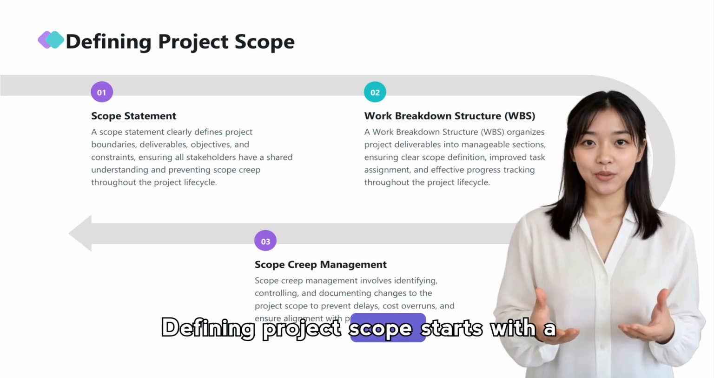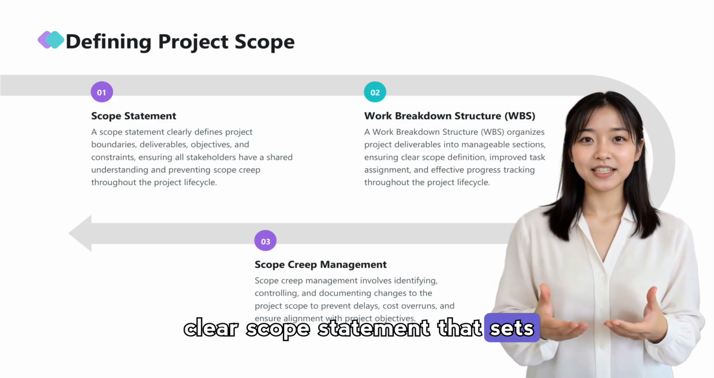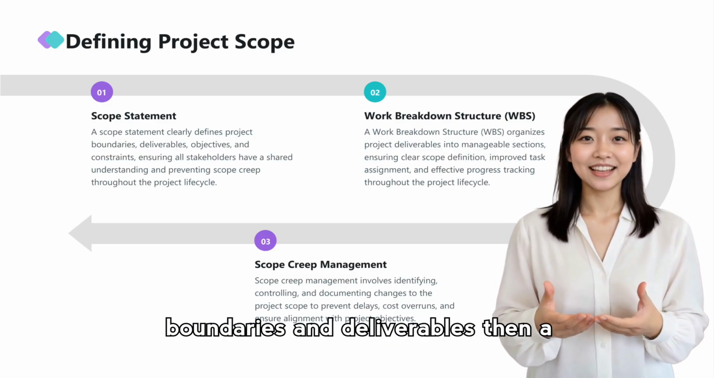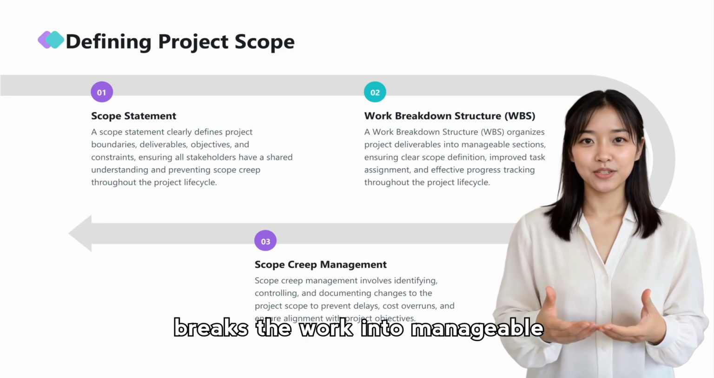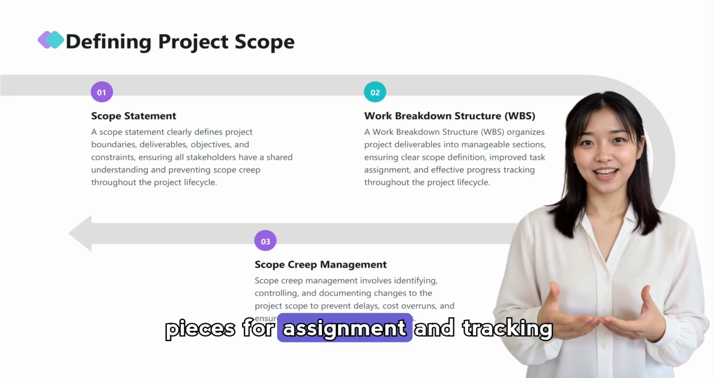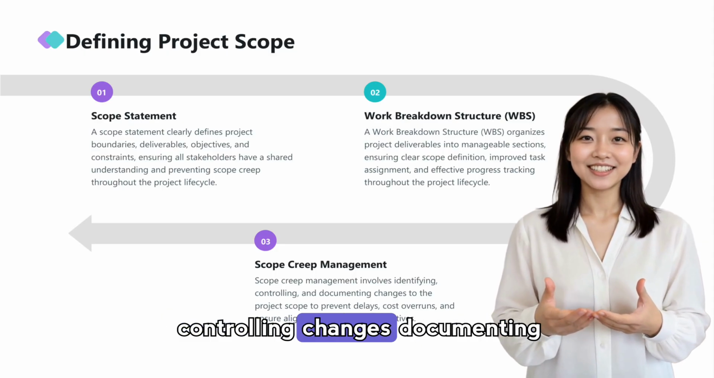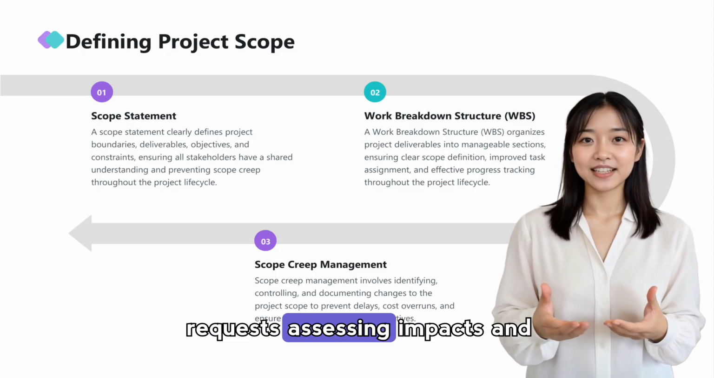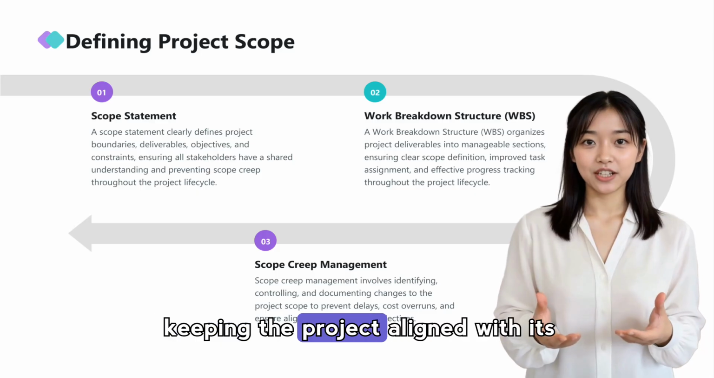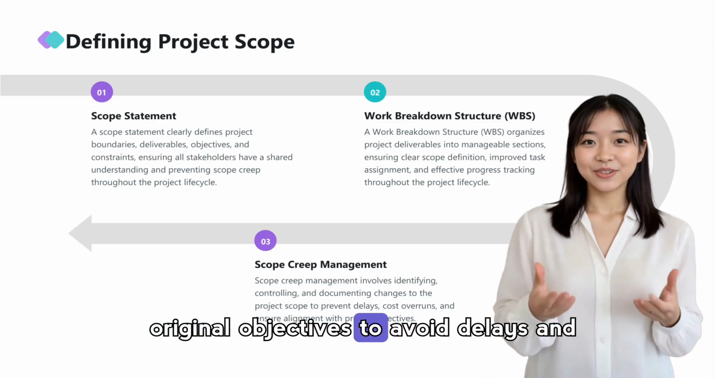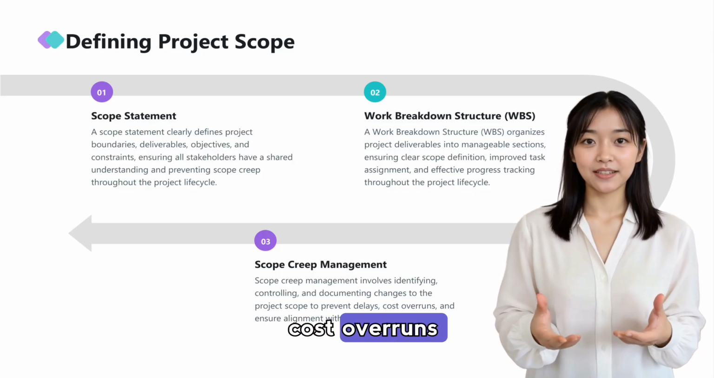Defining project scope starts with a clear scope statement that sets boundaries and deliverables, then a work breakdown structure that breaks the work into manageable pieces for assignment and tracking. Scope creep management is about controlling changes, documenting requests, assessing impacts, and keeping the project aligned with its original objectives to avoid delays and cost overruns.